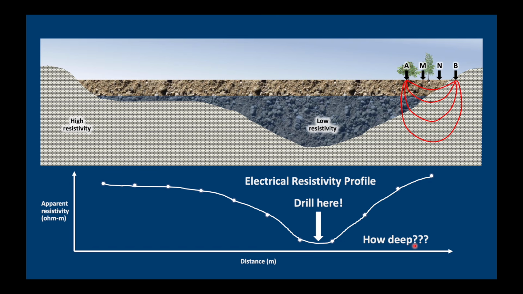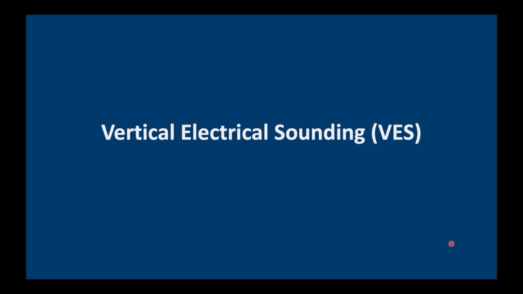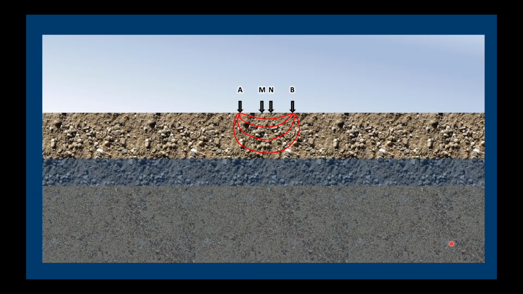However, how deep should we drill? To answer this question, we need to do what's called a vertical electrical sounding, otherwise known as a VES. Here is the same resistivity equipment, and we are going to plot the apparent resistivity in ohm-meters against AB/2. Now, AB/2 is half the distance between the 2 current electrodes.